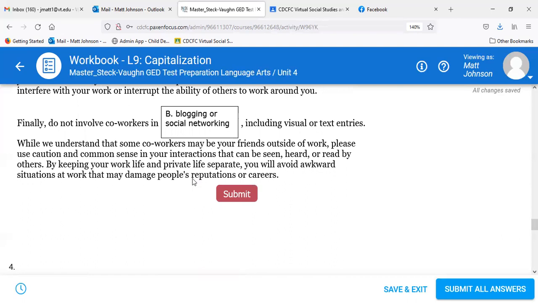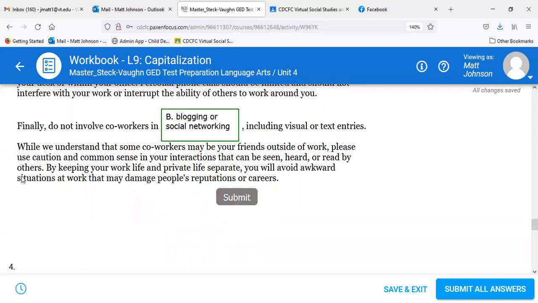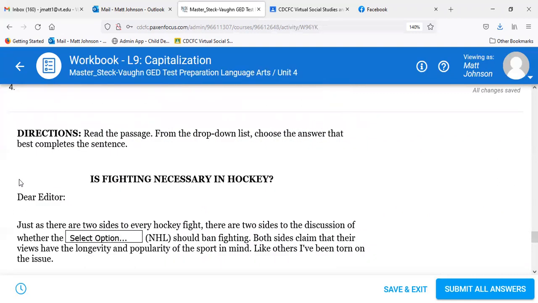While we understand that some coworkers may be your friends outside of work, please use caution and common sense in your interactions that can be seen, heard, or read by others. By keeping your work life and private life separate, you will avoid awkward situations at work that may damage people's reputations or careers. Okay. And then a letter to the editor here.